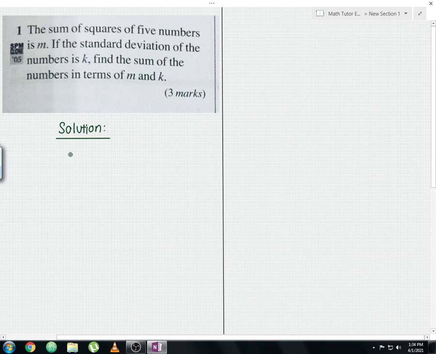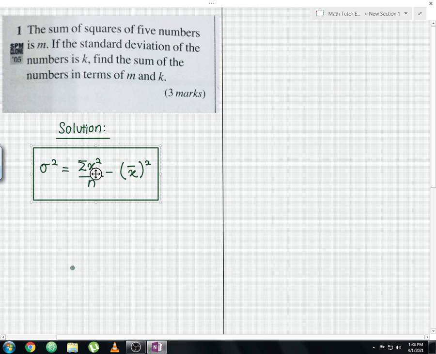Let us continue. This question is actually an ungrouped data, guys. To solve this question, we are going to use this formula, which is variance is equal to sum of squares divided by n, minus mean square. This n is actually the number of values of data. So we're going to use this formula and obtain values from the question, and then find the sum of the numbers in terms of m and k. So this is the overall idea on how we're going to solve this question.